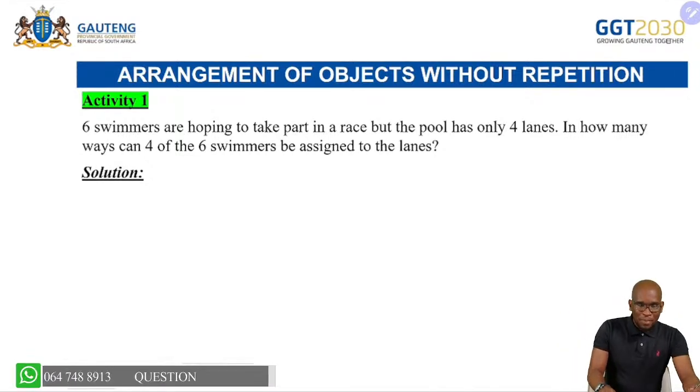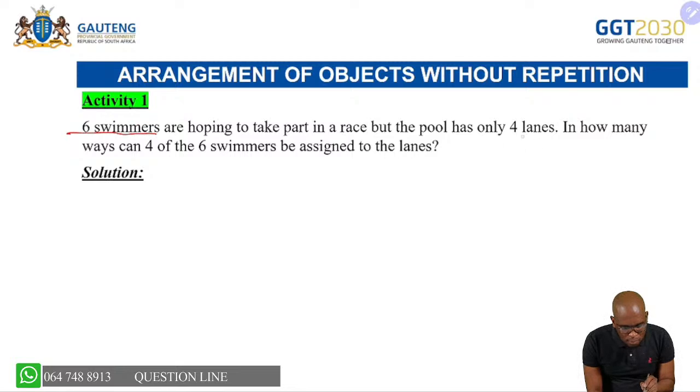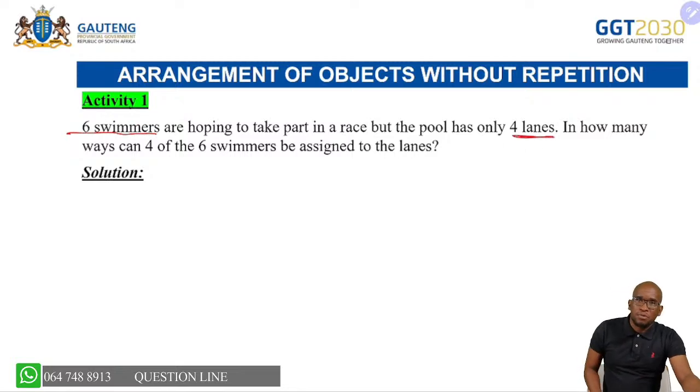Hello and welcome back. Right, I gave you a problem to look at. It's the first activity for today. It says 6 swimmers are hoping to take part in a race, but the pool has 4 lanes. In how many ways can 4 of the 6 swimmers be assigned to the lanes? If you look at this problem, we have 6 swimmers and the pool has only 4 lanes. So we can only arrange 4 of the 6 swimmers, not all of them.